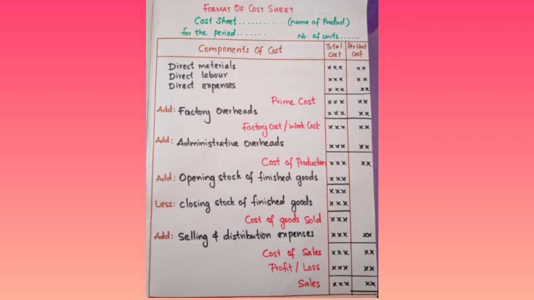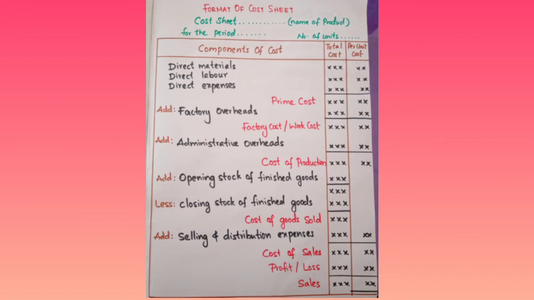And the number of units at the right top, because it is necessary for the calculation of per unit cost. So we can look at what the 3 columns include. First one, the components of cost, then second one, the total cost, and the third one is the per unit cost.